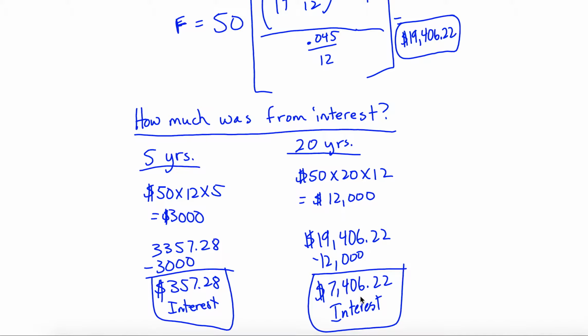So anytime you're being asked how much did you get from interest, you would never actually use any interest formula. You just basically take how much you made minus how much you actually contributed.